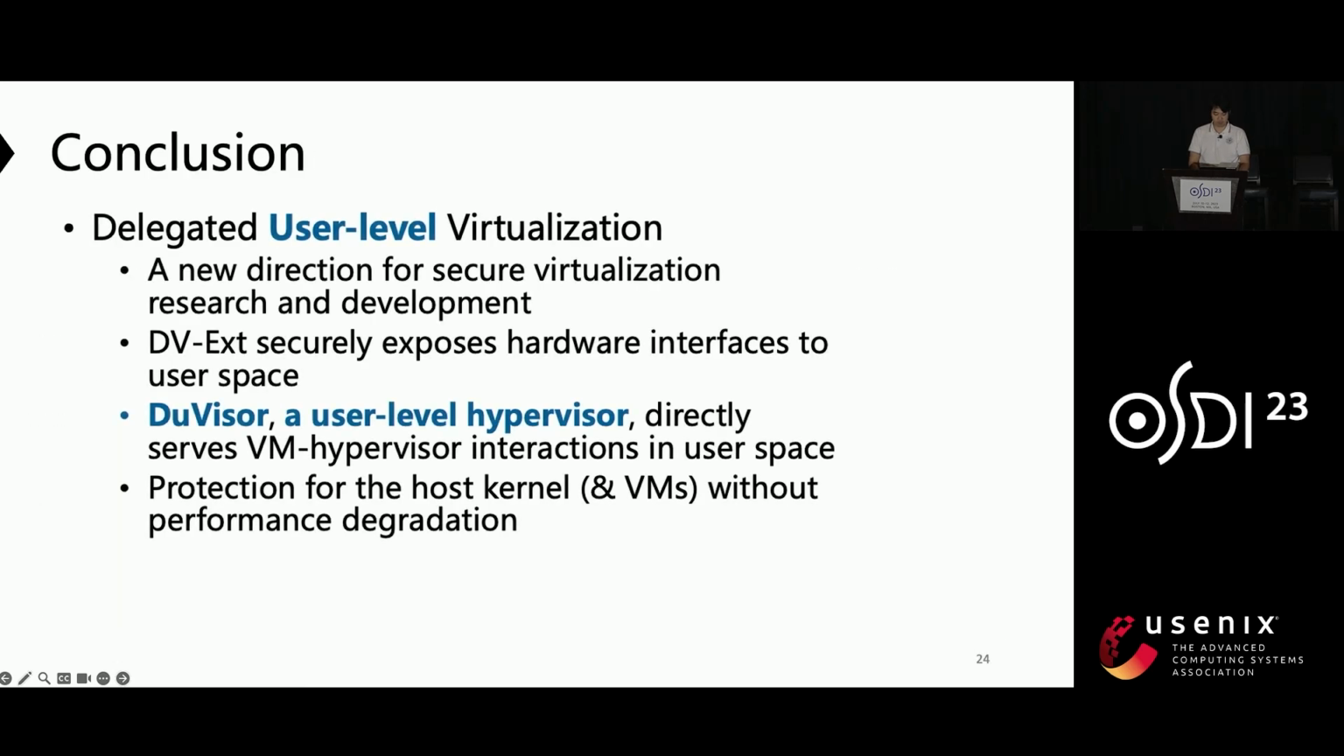In summary, we proposed delegated user-level virtualization. It's a new direction for secure virtualization research and development. In this new architecture, the DV extension securely exposes hardware interfaces to user space, and Divisor, the user-level hypervisor, directly serves the VM in user space. Our evaluation shows that Divisor can protect the host system and the VMs without performance reduction.